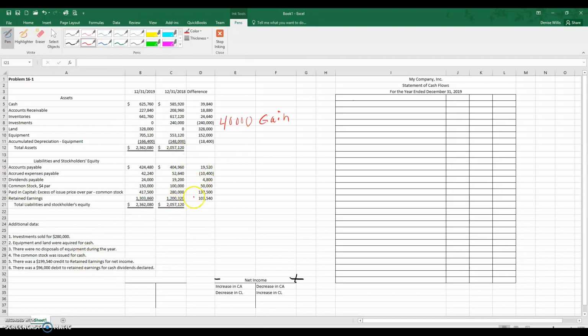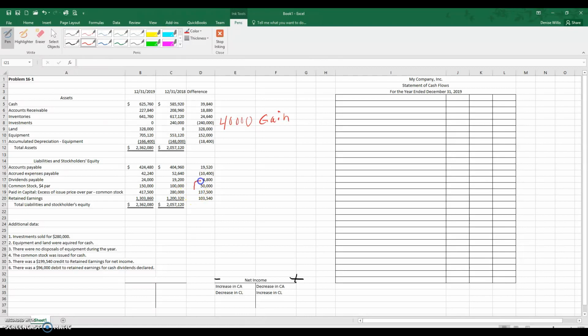Common stock was issued for cash. You can see, skipping down here, common stock went up $50,000, and our paid in capital in excess of par went up $137,500. If you remember, when we issue stock for cash, we debit cash for the entire amount. Then we credit common stock for the amount based on par, the number of shares times par, and then any difference in market value over par is going to this account.